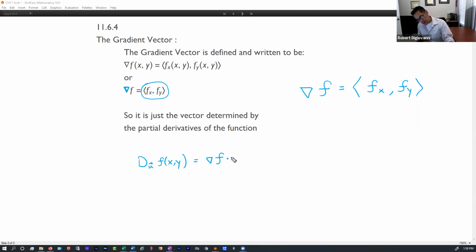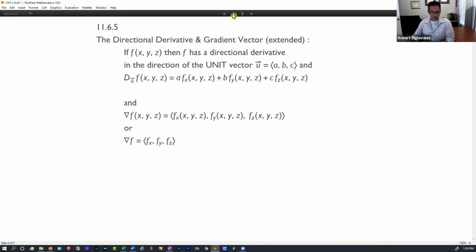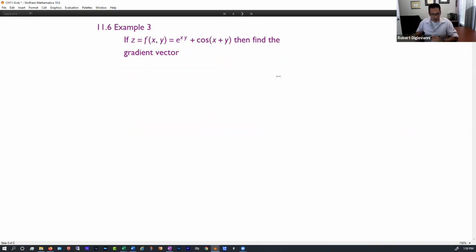Gradient of f dotted with u. Right, that's just now a new notation for it. This directional derivative at some point should just be the gradient of f dotted with that unit vector u. Okay. Now we move on. Or we don't. Sorry. There's that note. Okay. It's coming. I'm getting ahead of myself.